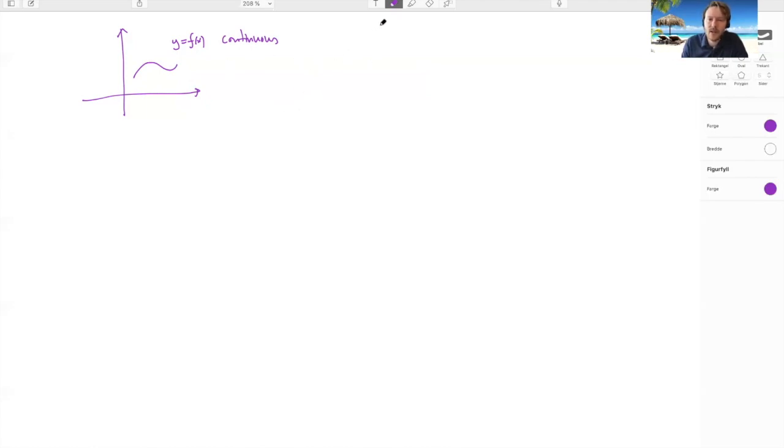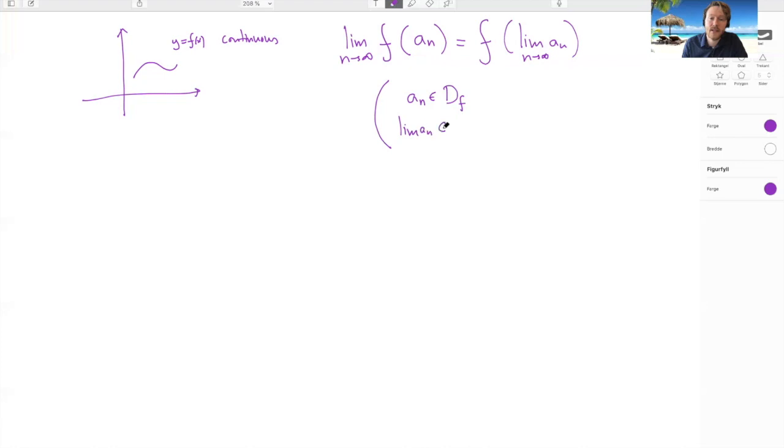Well, the thing you can do is that if you have f of a sequence here, and then you take the limit of this, then this is the same as if you do f of the limit of the sequence, like this. And of course here you need to have that all the a_n are in the domain of f, and that the limit, if it exists, of the a_n is also in the domain of f, so that everything here is defined and nice.